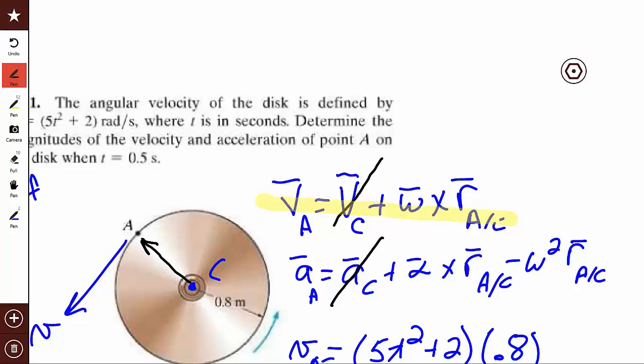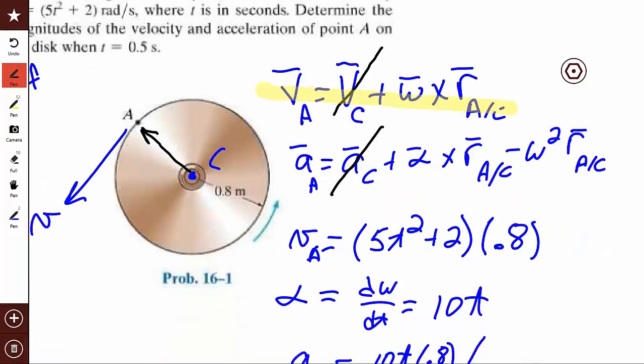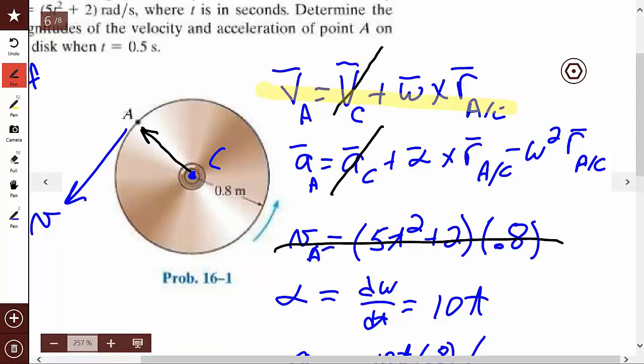Got it? I do not then need the cross product. What I need is the magnitude because I know which way it's going. What's the magnitude? It's omega times distance. What's this distance here? 0.8. So what will happen is when you come down here, what is this thing right there?